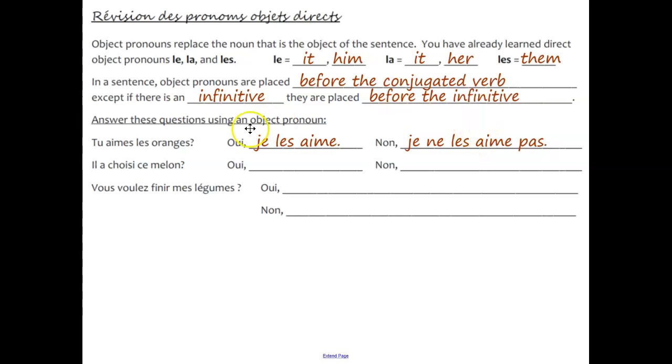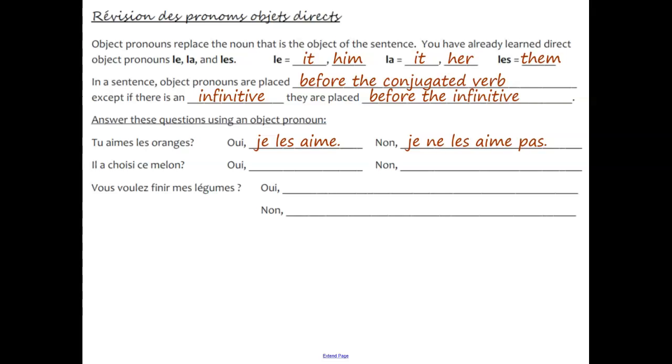Now, what I want you to do is go through these other 2 questions and go through the process again. What is the question asking? What part can I get rid of? Cross it out. Which pronoun am I going to use? Write it above. Where is it going to go? Draw the arrow. And then how do I put the whole answer together?